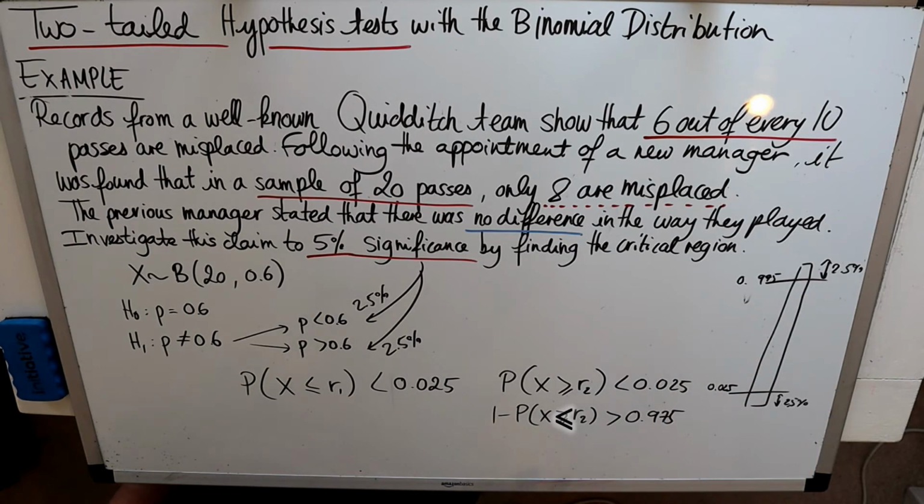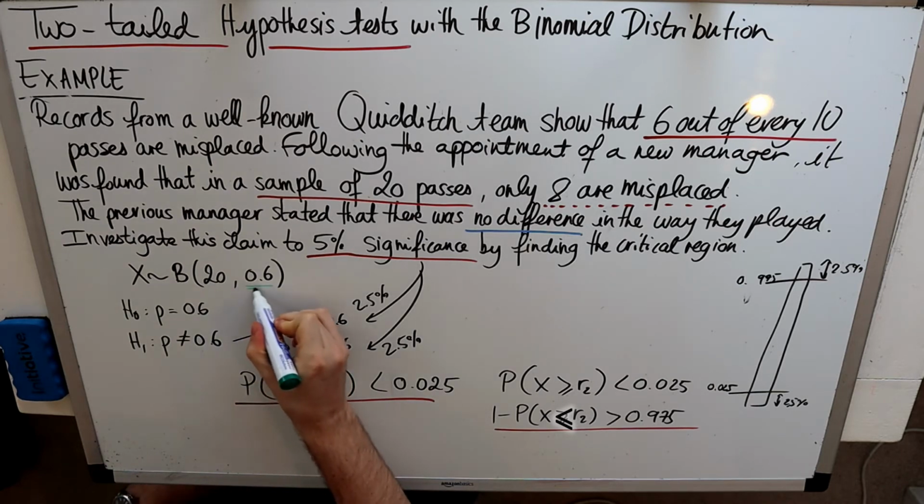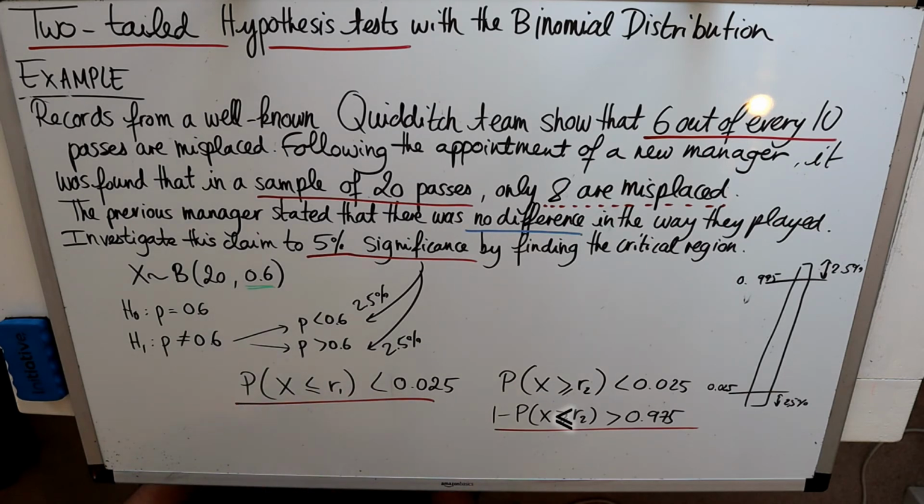And the problem lies in that what I would usually do at this stage, when I'm looking to solve these, is look at my probability table. However, the probability tables do not exist for any probability greater than 0.5. And that's because you can always reverse engineer them.